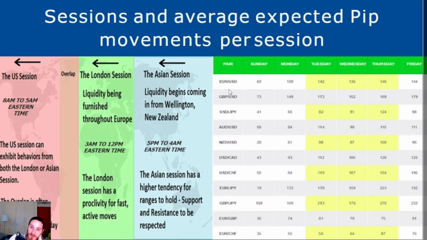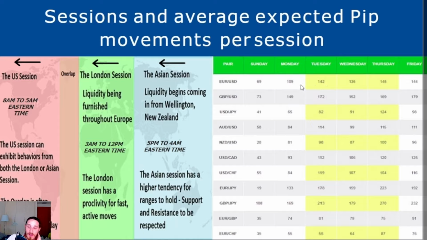We will get into more detail about the pairs in the next lesson, so don't worry about that. Everything is going to be covered. You're going to get to know everything. Anyway, let's continue here. Here are the pairs we just explained, and there are the days. These are the pip movements of each pair depending on the day, on average.